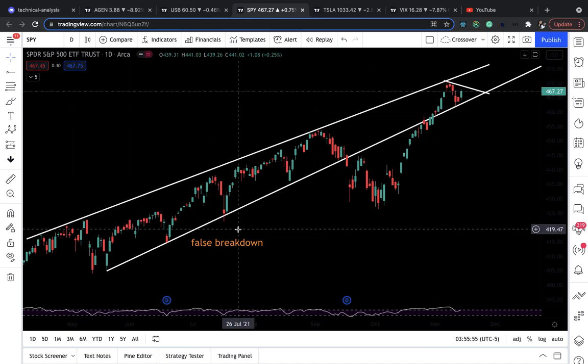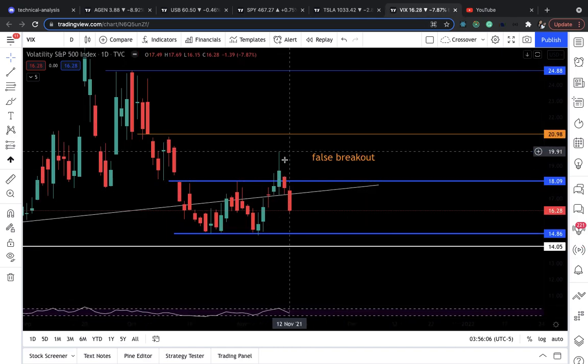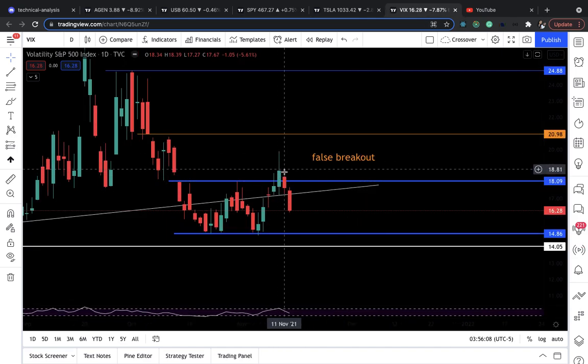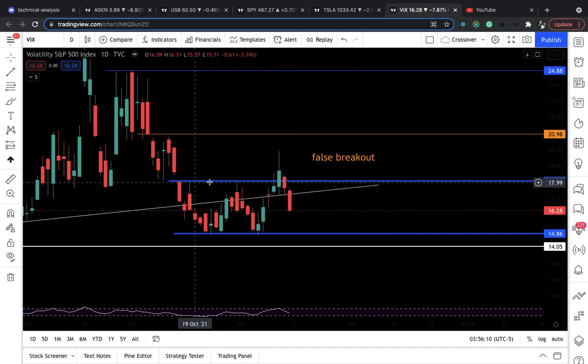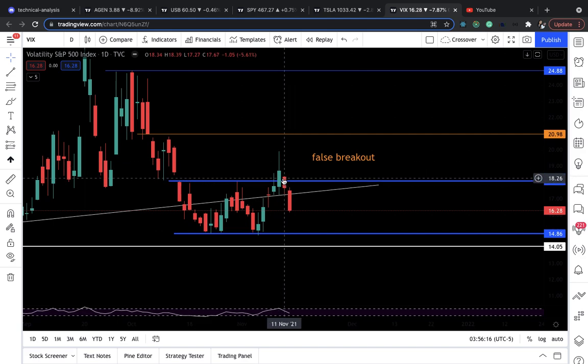Now, how to trade false breakdowns and false breakouts? You get a false breakdown, you buy the recapture right there. Take a look at the VIX. VIX had a false breakout, and it closed back into our trading channel. It's a false breakout, which is very bearish. That means you bet to the downside. You sell at the recapture.